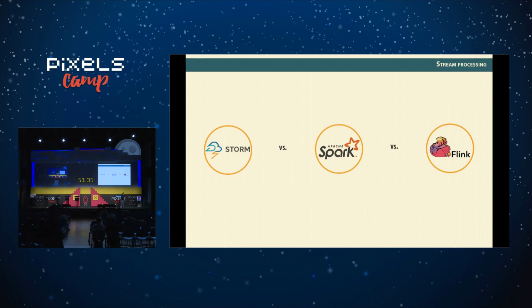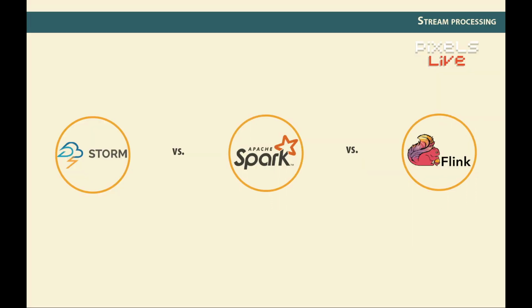Moving on, and this is the part that I like to talk the most about, is stream processing. Nowadays, I would say there are three tools in the Hadoop ecosystem that are the kings of stream processing, which is Storm, Spark, and Flink.